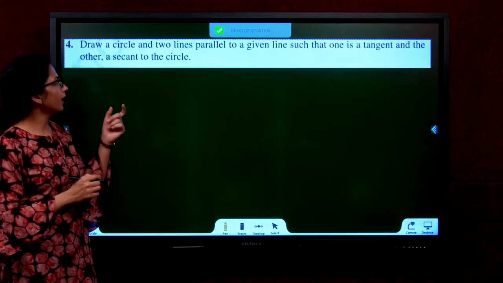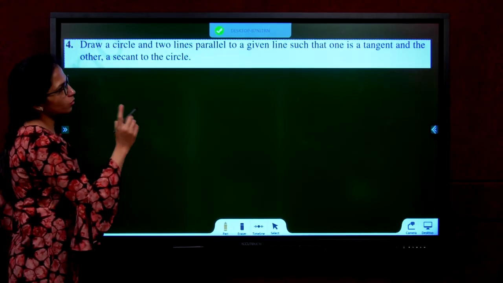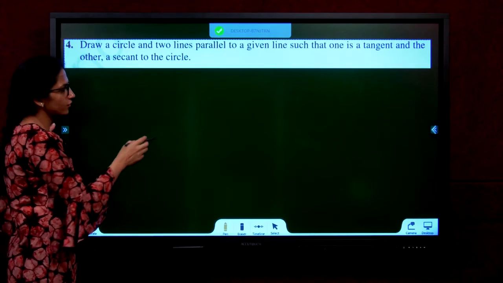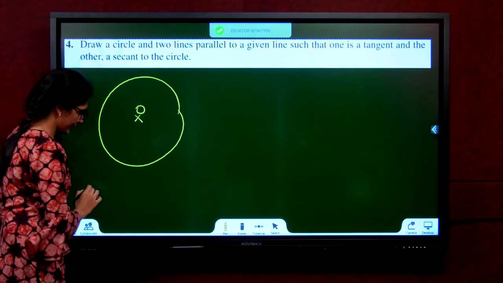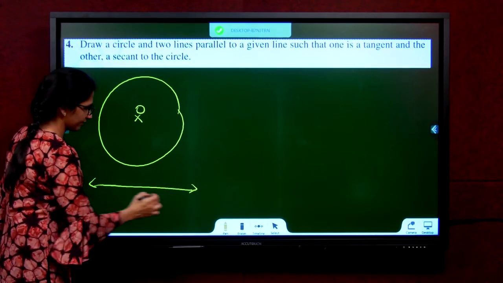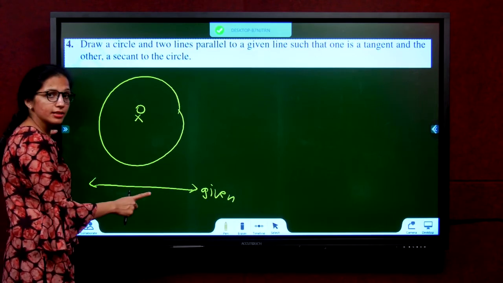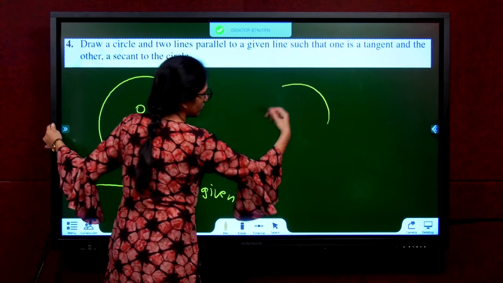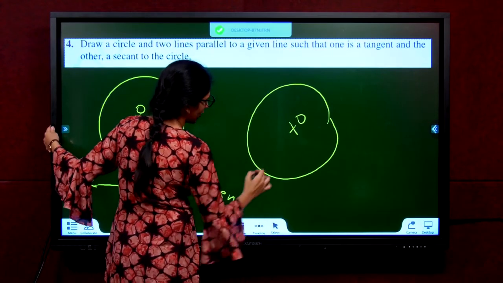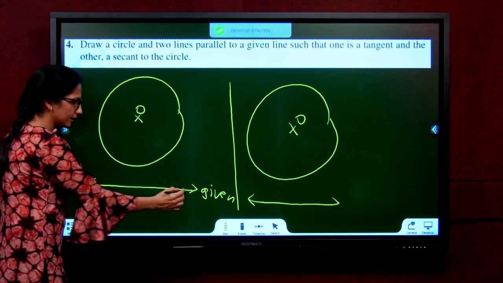Question 4. Draw a circle and two lines parallel to a given line such that one is a tangent and the other is a secant to the circle. So they've given a circle and they've given a line. You have to draw two lines that are parallel to this, out of which one is tangent and one is secant. There are two possible cases for this. You can draw any one in your books. Okay, both are fine.